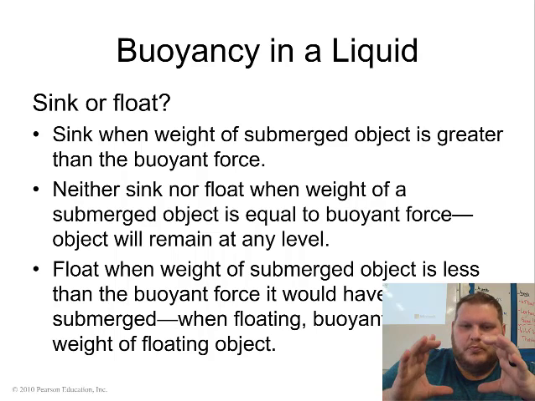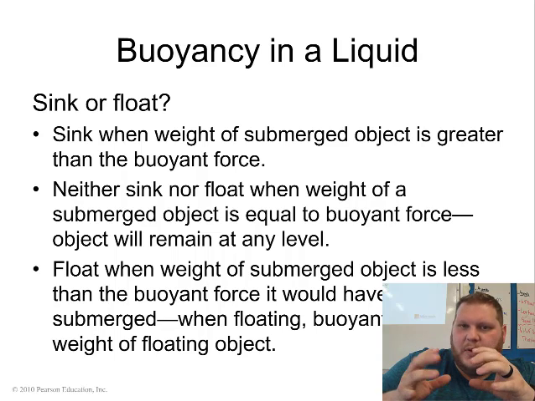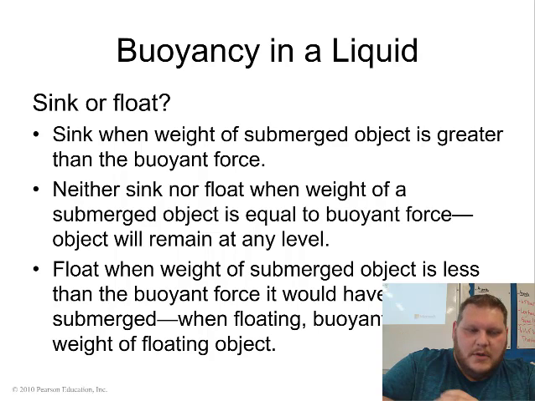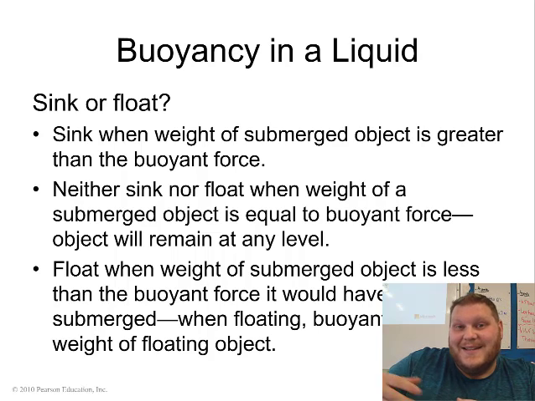A 0.5 cubic meter block of metal that weighs 3 or 4 kilos. When I submerge it in water, if the amount of water displaced is only 1 kilogram of weight, it's going to sink, because there's more weight pulling it down than there is pushing up against it. If your object has the same density as water, it's going to displace as much weight as is acting on it.